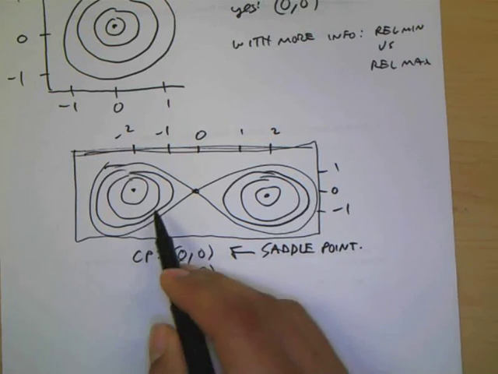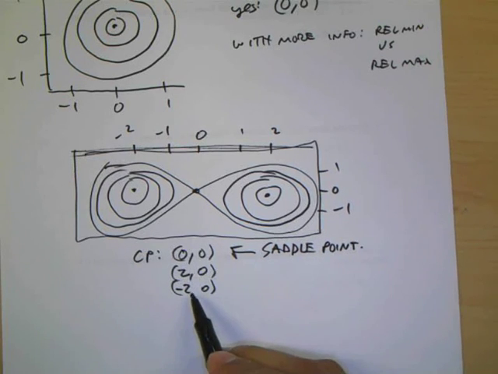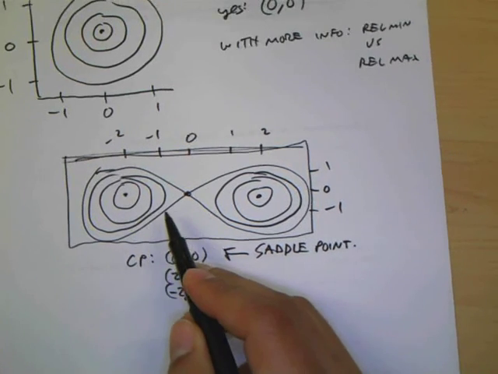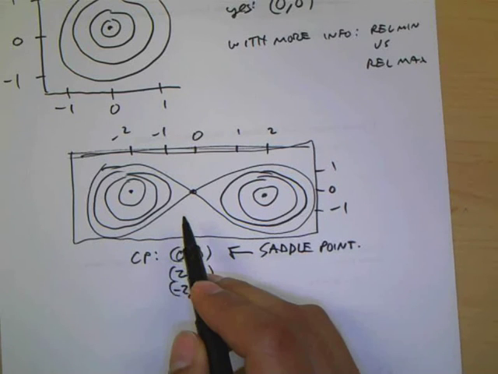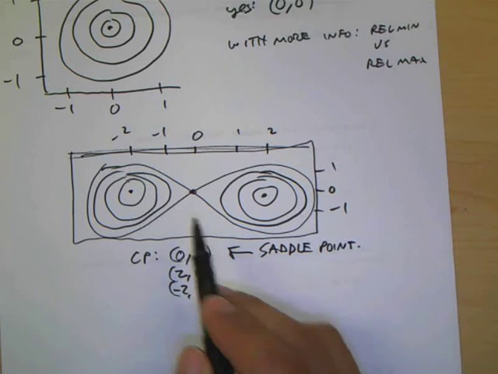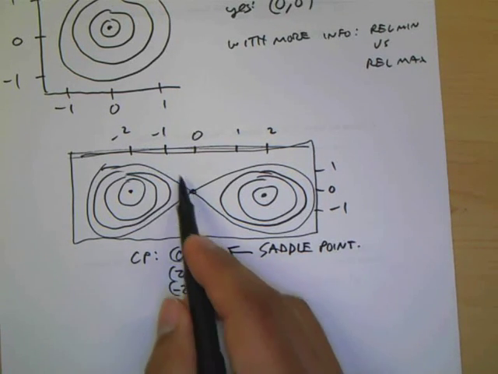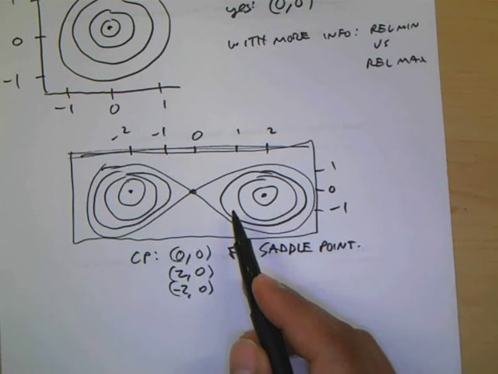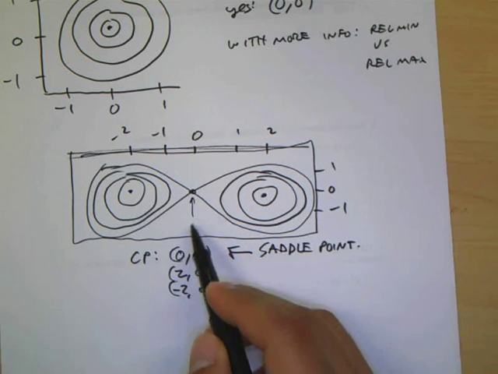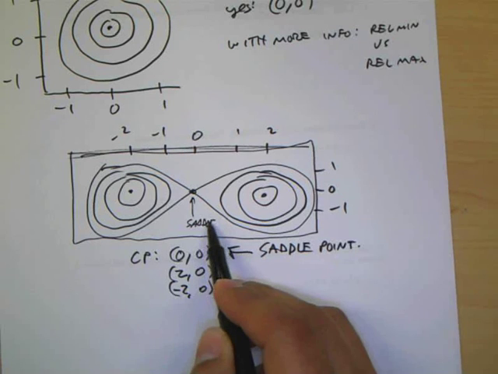Now, whether 2, 0 and -2, 0 are mins or maxes depends on what the hyperbolic paraboloid looks like. So that we can't determine, but whenever you see this kind of figure 8 pattern, you can always guarantee that that's going to be a saddle point. So it's easy to remember.